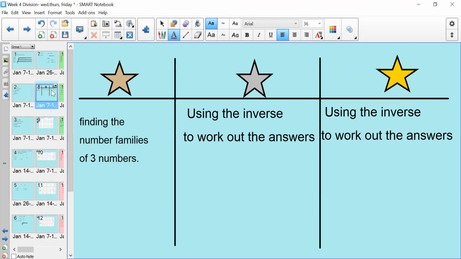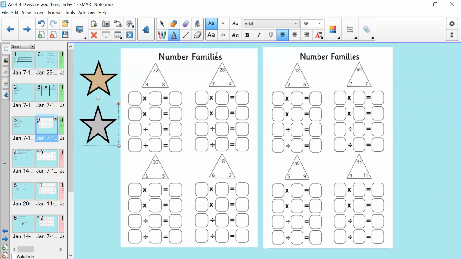So today's lesson, we've got bronze, silver, and gold challenge. So the bronze challenge will be to find number families of these 3 numbers, just like we were doing at the beginning of the lesson. So you have to look at the three numbers, write down the division and the multiplication facts.